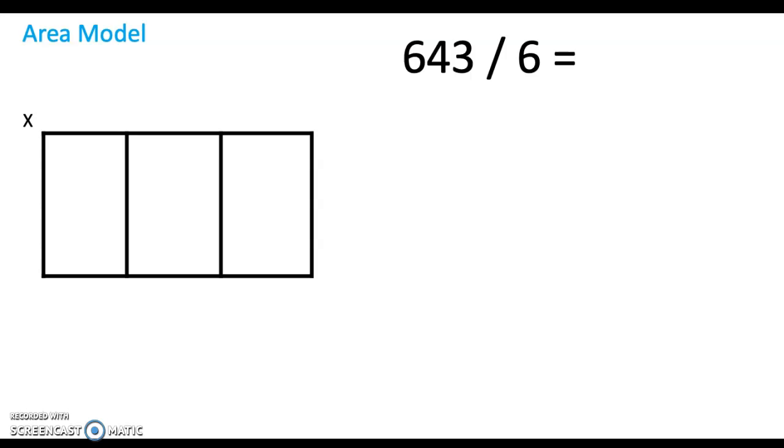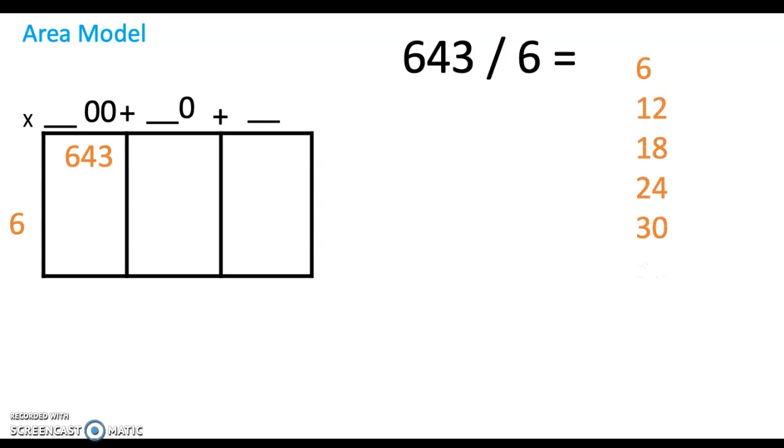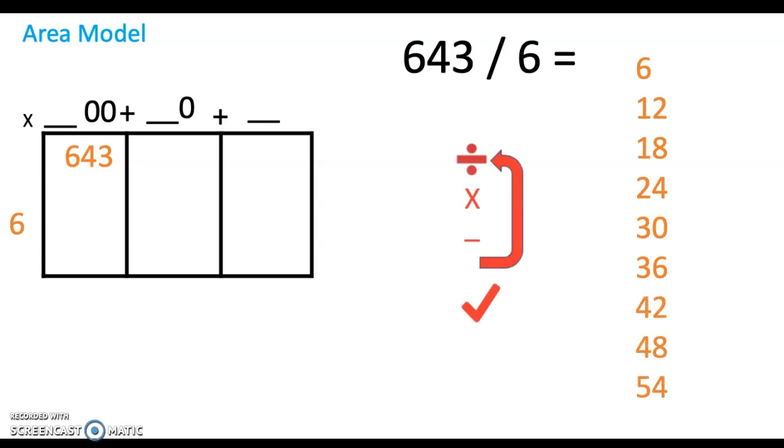643 divided by 6 using the area model. Make sure that you have your 3 boxes for your 3 place values. Then we're going to label our place values with our hundreds, tens, and ones. Then put your 6 on the side, your 643 on the inside, and if you need, make sure you have your multiplication facts. We'll also write out our steps of divide, multiply, subtract, repeat, and check.